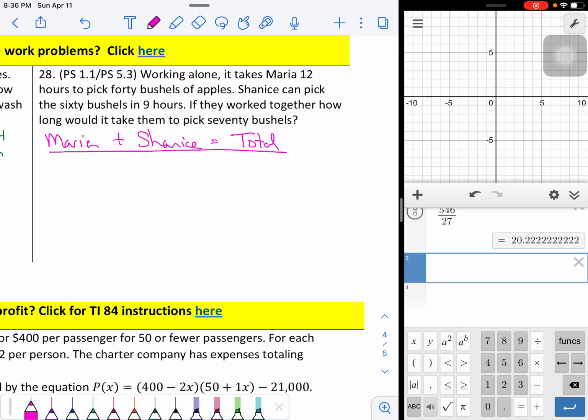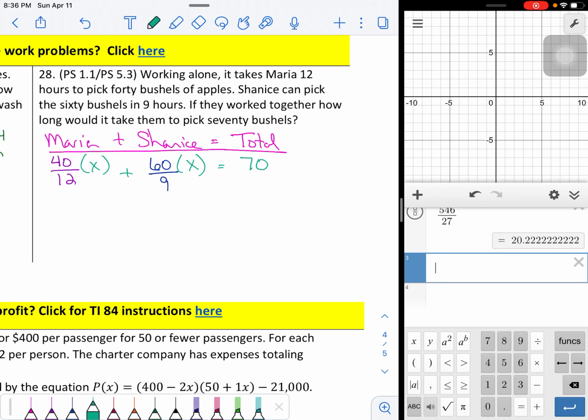All right, so let's see here. Working alone, it takes Maria 12 hours to pick 40 bushels of apples. So we're going to do 40 bushels in 12 hours. Shanice can pick 60 bushels in 9 hours. If they work together, how long would it take them to pick 70 bushels? So 70 is my total, and again, I don't know my time, so we can do x and x for time for both of them.